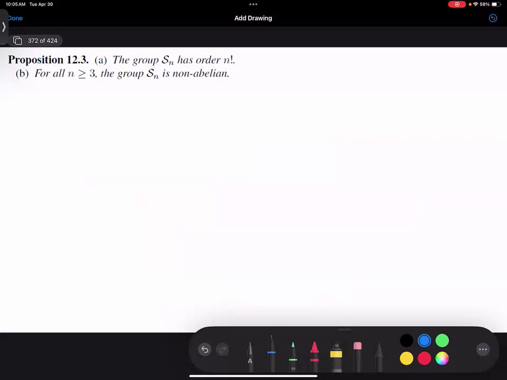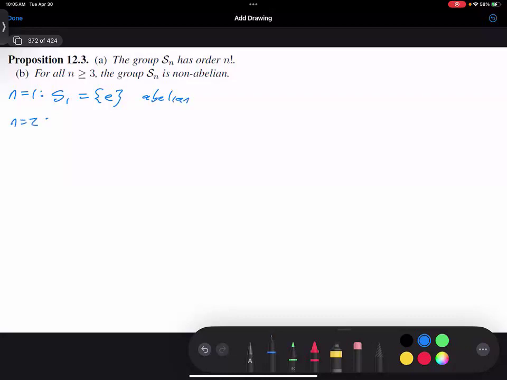I could, of course, have been tricky. I could have said for all n greater than or equal to 17, the group Sn is non-abelian, and been nasty and implied that maybe it's not that way for n equals 1 or 2. Let's do the calculation. Let's do n equals 1 and n equals 2 separately. If n equals 1, then S1 is just the identity element e. Clearly abelian.